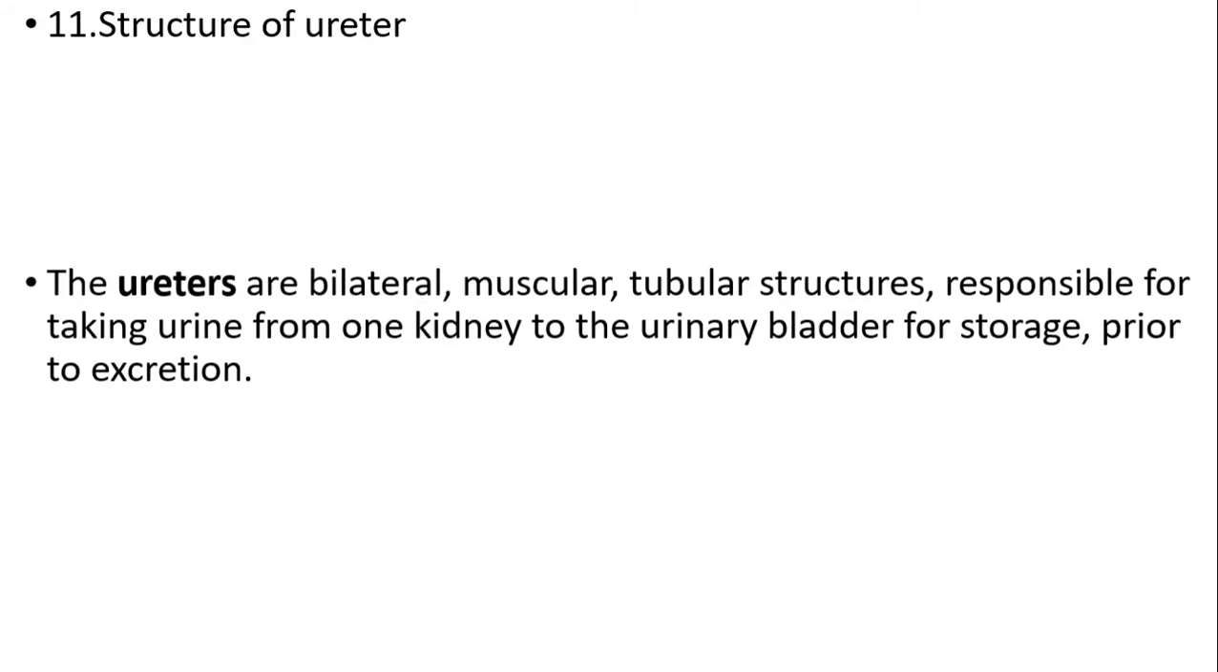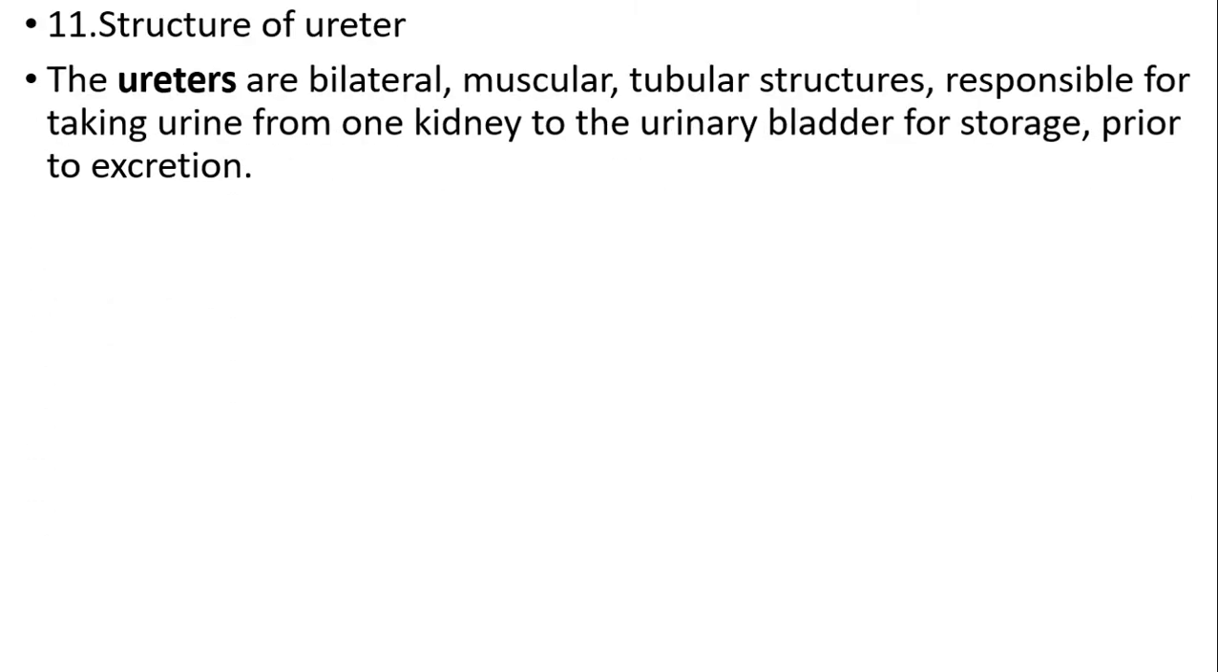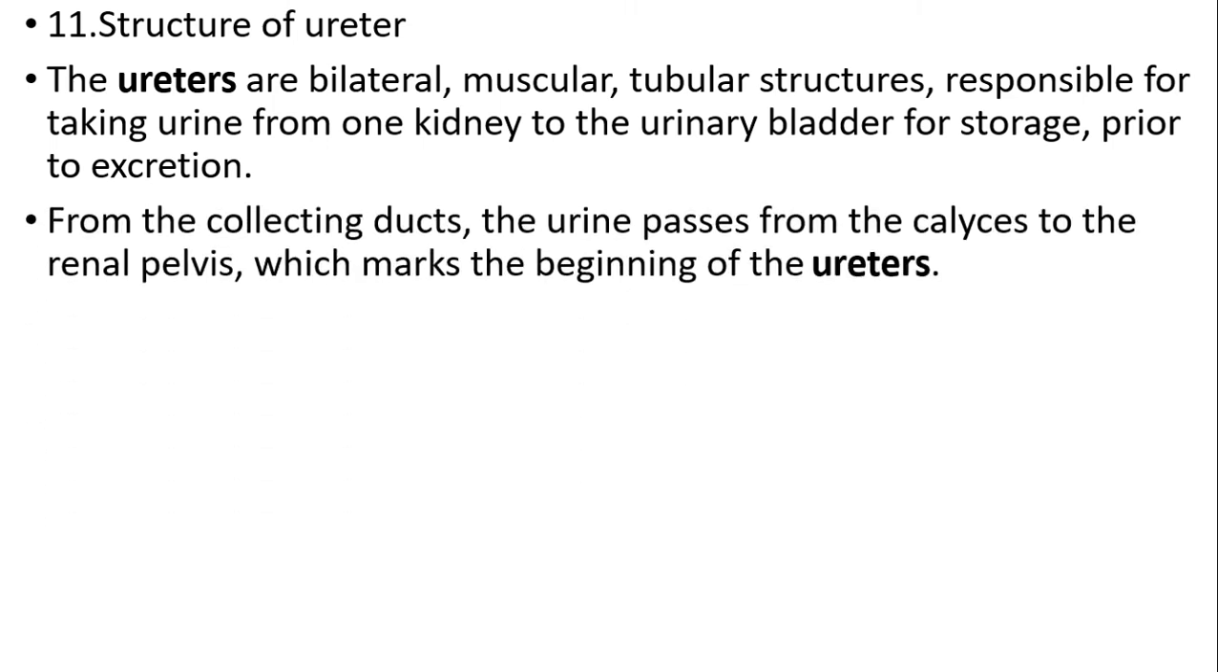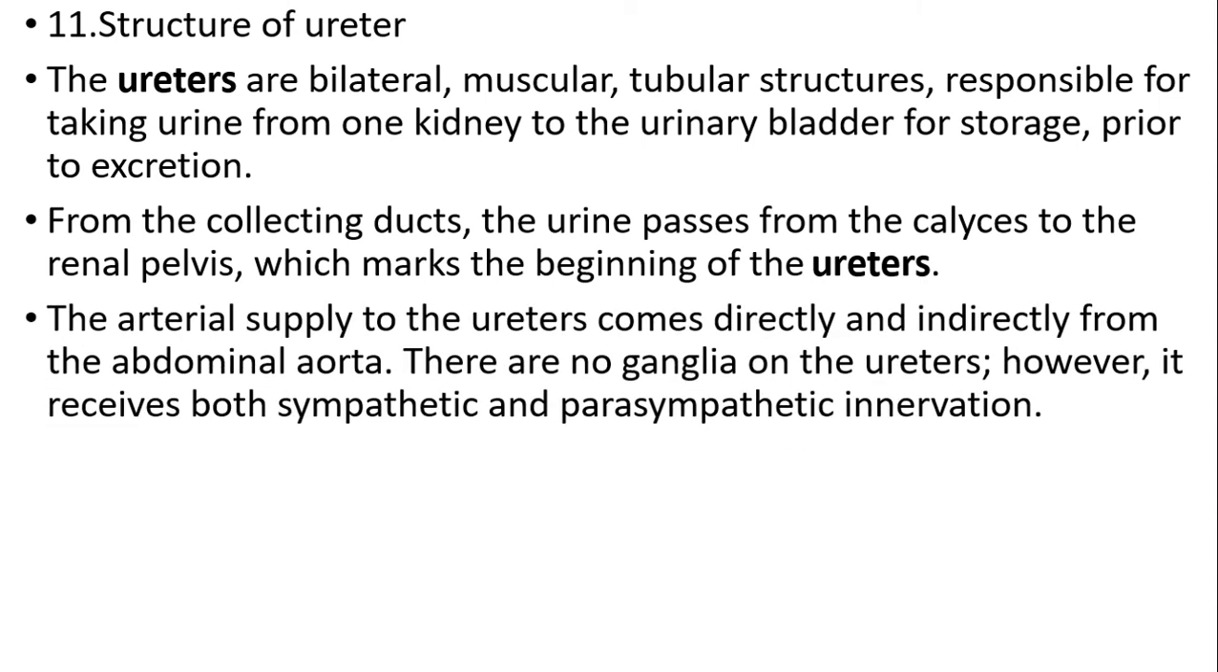Structure of ureter. Ureters are bilateral, muscular, tubular structures responsible for taking urine from one kidney to the urinary bladder for storage prior to excretion. From the collecting ducts, the urine passes from the calyces to the renal pelvis, which marks the beginning of the ureters. The arterial supply to the ureters comes directly and indirectly from the abdominal aorta.